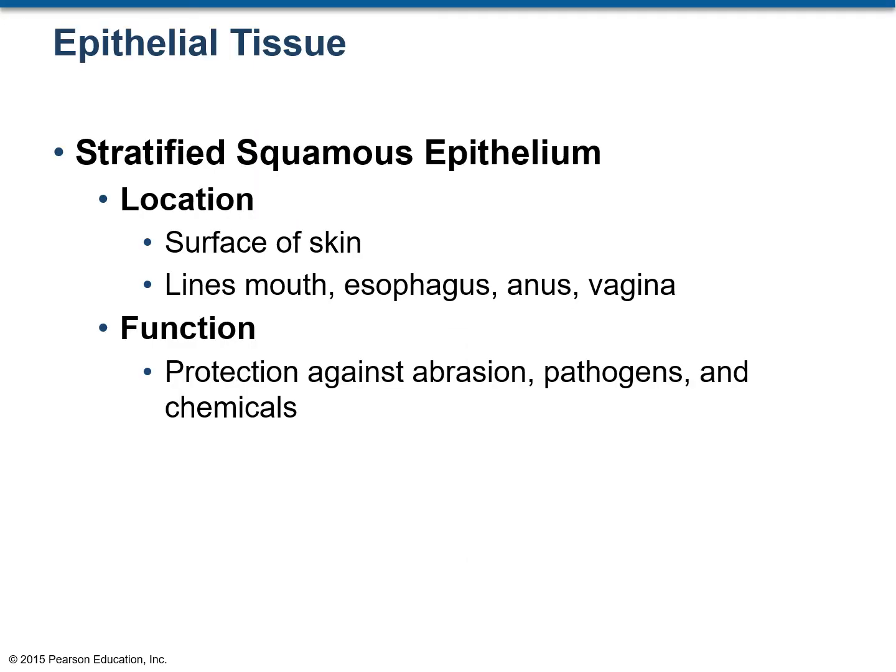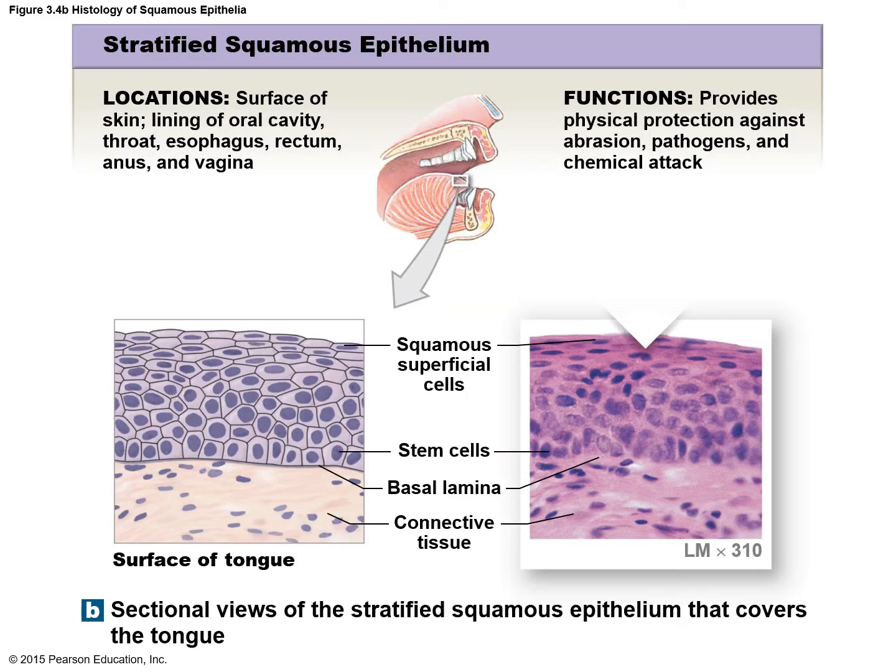Stratified squamous epithelium. This epithelial tissue is flat, but it has multiple layers. Location is the lining of the mouth, of the anus, vagina. Function is mainly protection. This figure shows the stratified squamous epithelium.